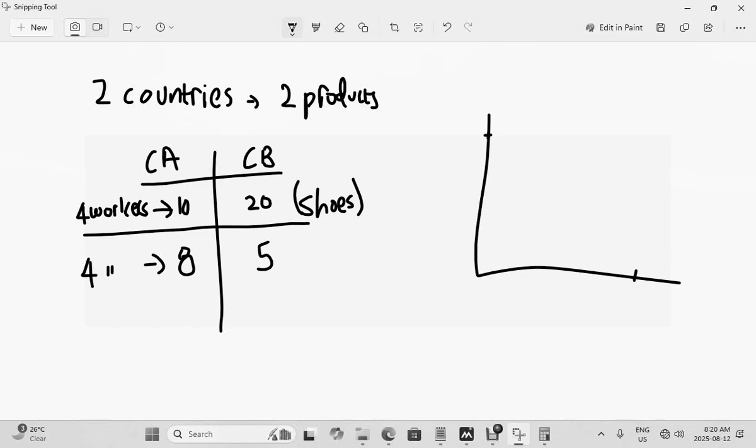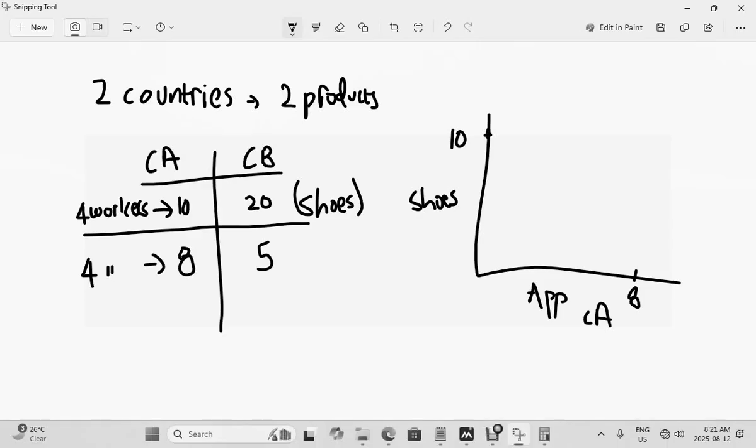Let's say this is for country A. You've got 10 shoes over here, and over here you have appliances. They can produce a maximum of 10 shoes with four workers or 8 appliances with four workers. So it's either or. If country A decides to produce shoes rather than appliances, they'll be able to produce 10 shoes. So you're starting off over here.